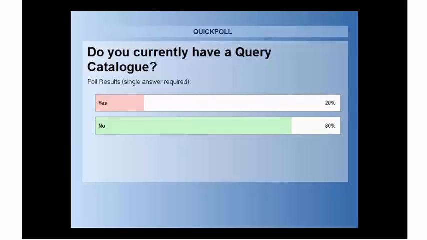So the results should be up on the screen. 20% say yes and 80% say no. Wow, that's awesome for the 20%. Awesome. I cannot stress the importance of a query catalog enough.